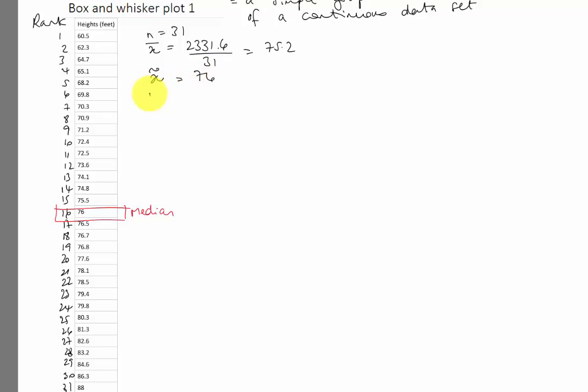And we can find our range, so that's 88 minus 60.5, which is 27.5. So that's the size of the range of values. These should all be in feet.